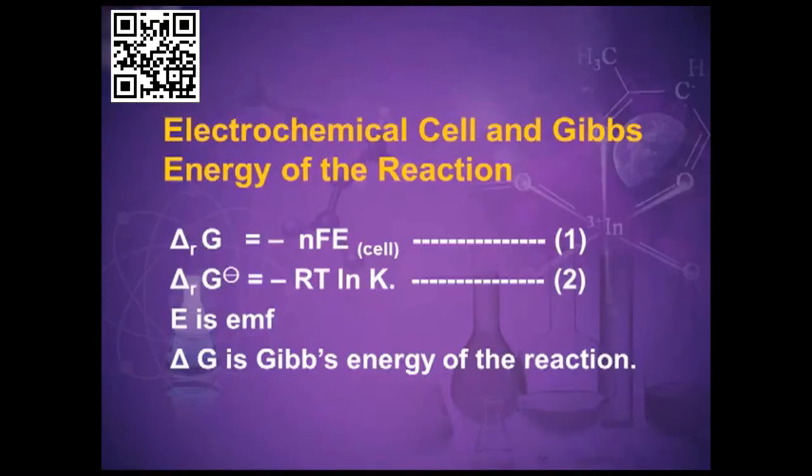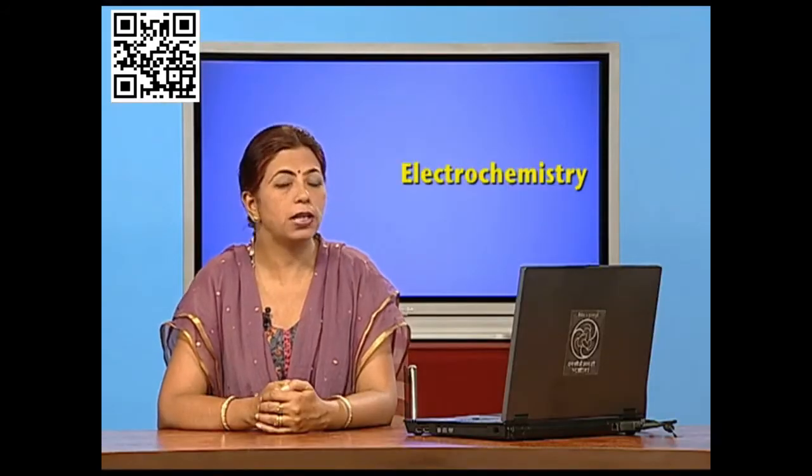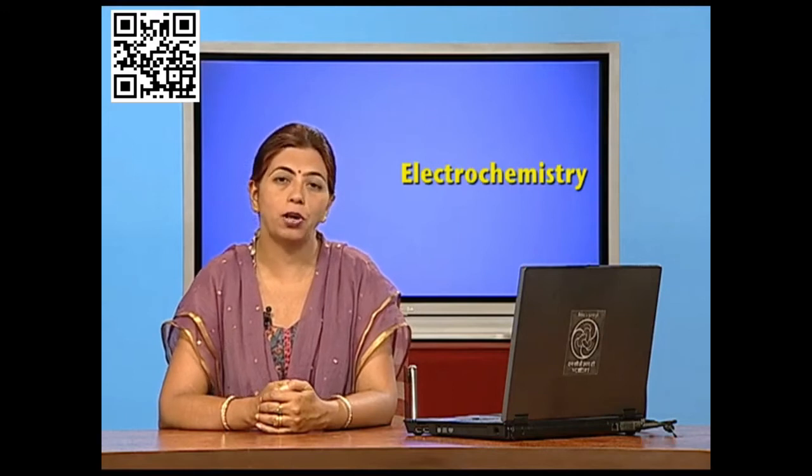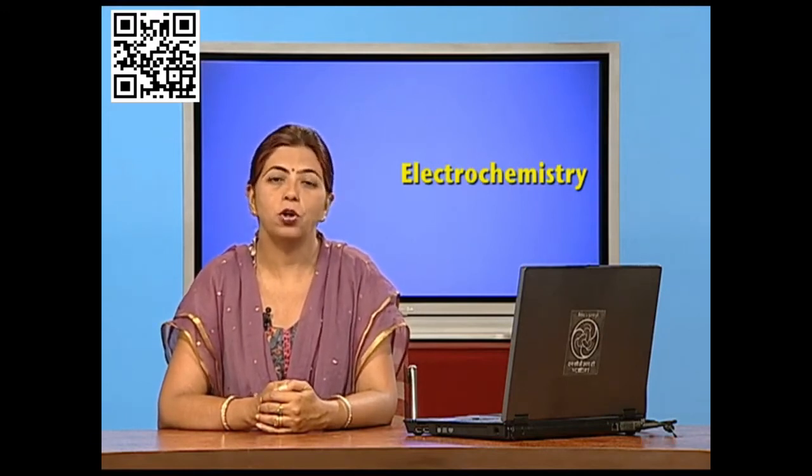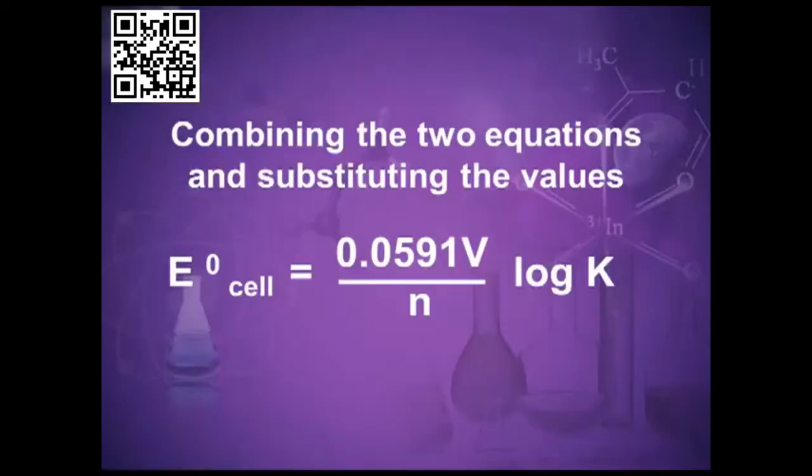E is EMF, delta G is the Gibbs energy of the reaction. Combining equation 1 and 2, we can correlate the cell potential and equilibrium constant. Let's see. E naught cell is equal to 0.0591 volts upon n log K, where K is the equilibrium constant and n is again the number of electrons lost or gained.